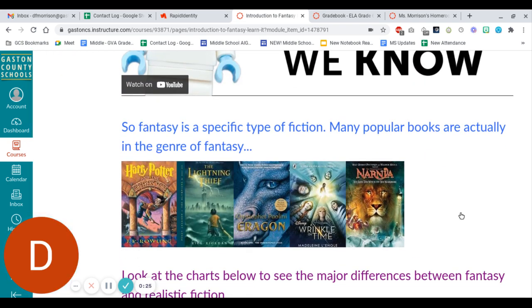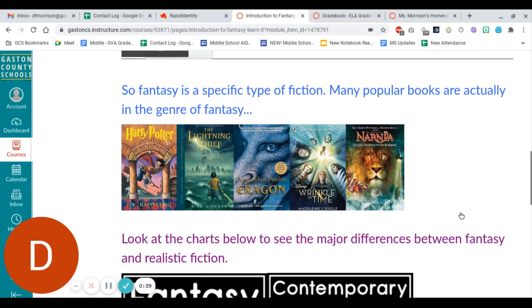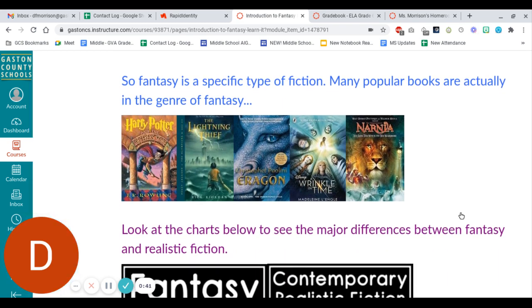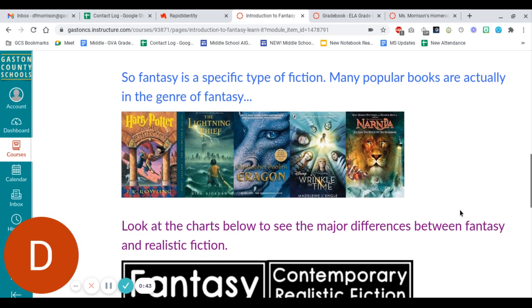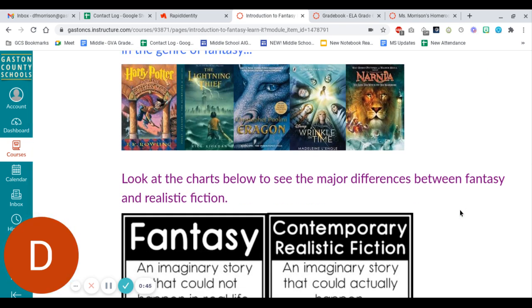So now that you watched the video, fantasy is a specific type of fiction. Many of the popular books these days are actually in the genre of fantasy. You can see there's Harry Potter, Lightning Thief, Eragon, Wrinkle in Time, Narnia. A lot of the Percy Jackson books are also included in this category. Look at these charts below.